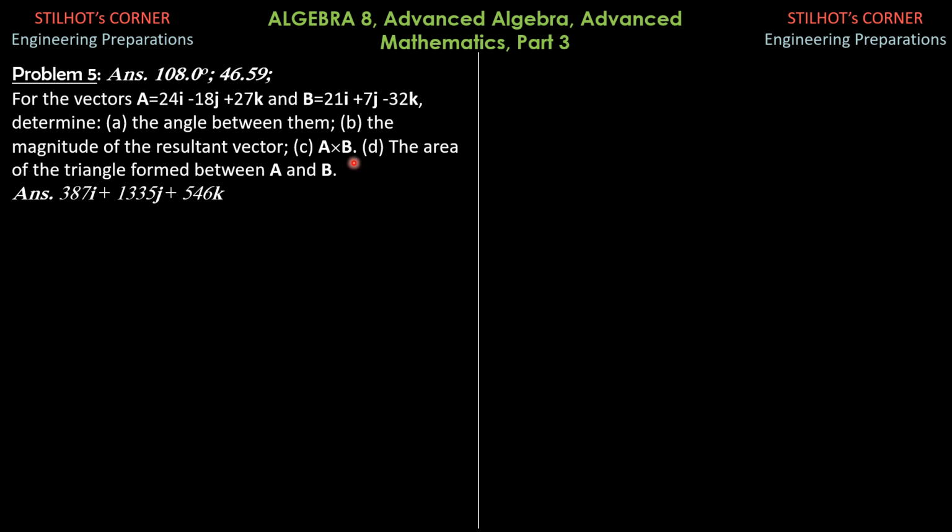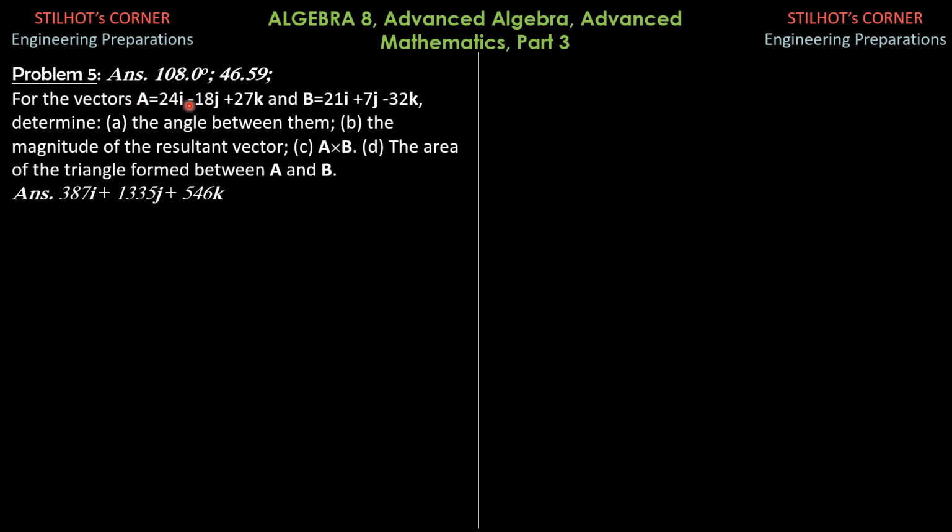Then A cross B, I will introduce a technique on how to define A cross B and the area of the triangle formed between A and B. The magnitude, 1/2 of the magnitude of A cross B. That's the area of the triangle.